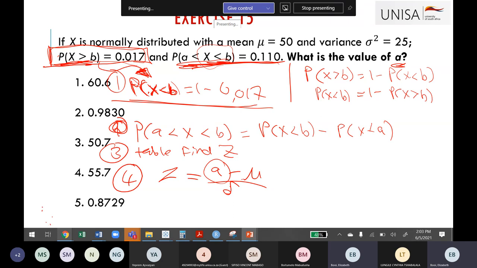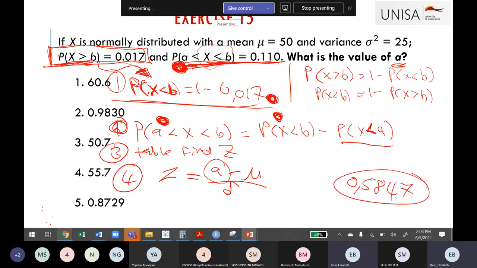I can't change the color. So this one where I am making a big dot, it is this. The answer that you will get there, it will be that. And then you just solve for this, right? Once you have solved for the probability of less than A, you would have found that that probability, let's say, is 0.5847. I'm just making an assumption.